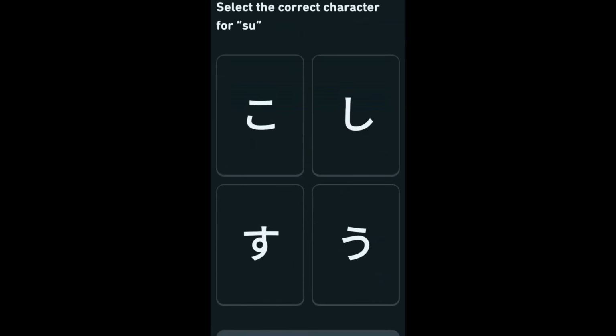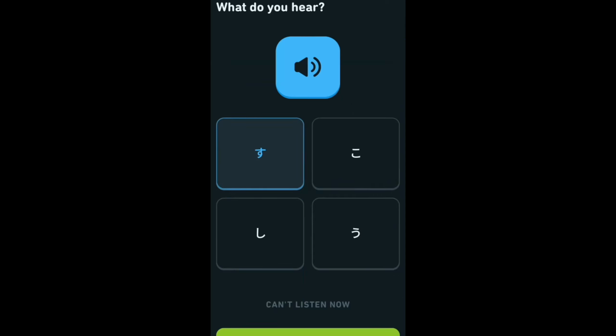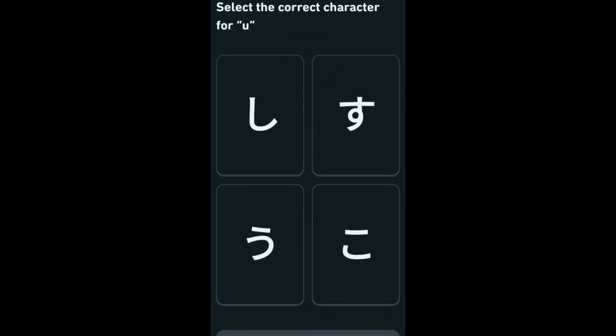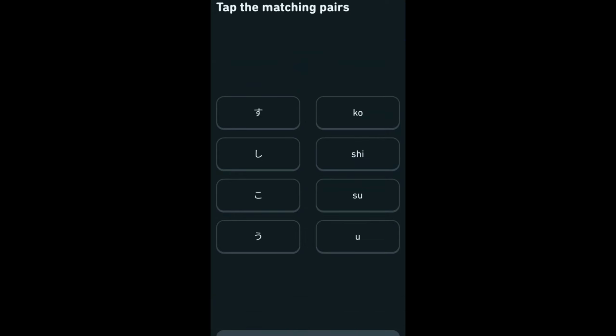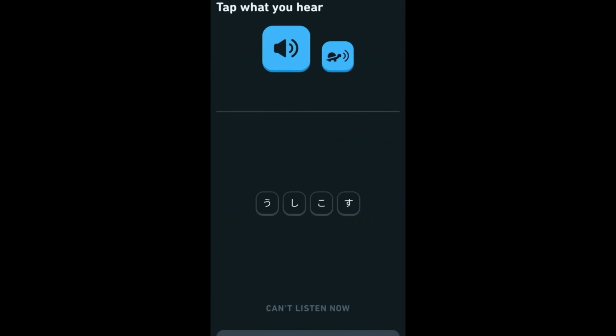So, su. What is the character for su? Well done. Nice job. Su. What is su? Shi. What is u? What is the character for ko? What is the character for the first one? What is the second one? What is the third one? And what is the fourth one? Well done.